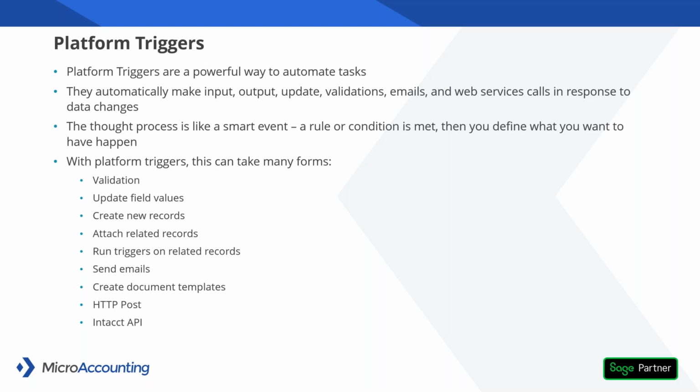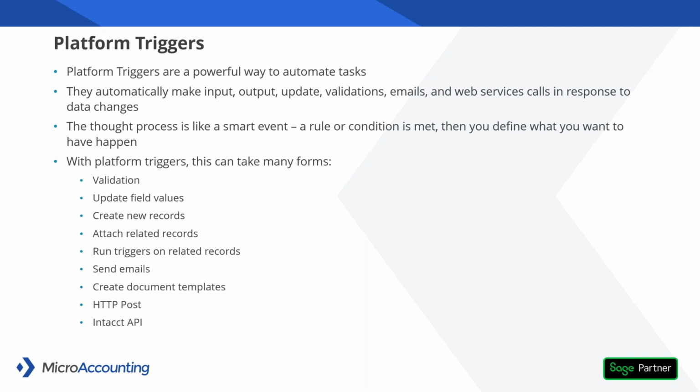All right, so next thing will be platform triggers. Platform triggers are a powerful way to automate tasks, and essentially they can automatically make input, output, update, validations, emails, and web service calls in response to data changes. So the thought process is pretty similar to a smart event. A rule or condition is going to be met, and then you define what you want to have happen. So with platform triggers, this can take many forms.